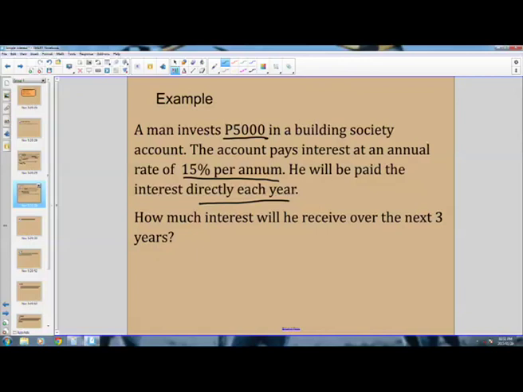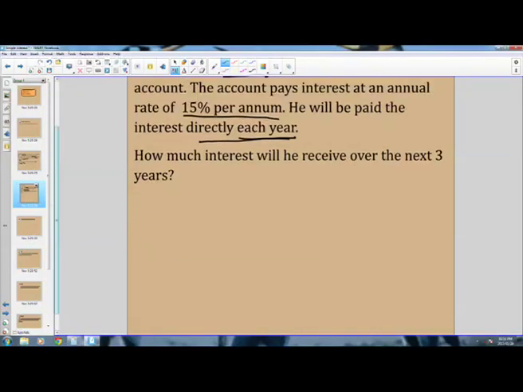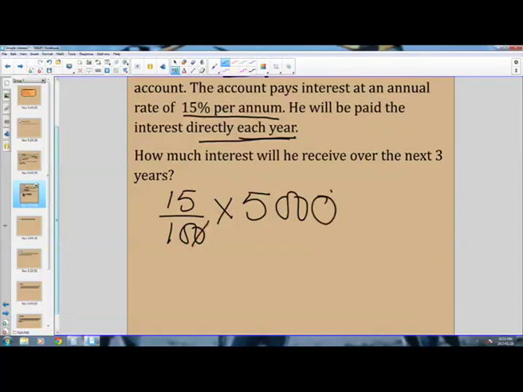So, the leading word here is that the interest will be paid directly to this person each year. So, we are to calculate the interest earned over 3 years. We are to find 15% of 5,000. So, it's 15 over 100 times 5,000. And then this 0 cancels this 0, this 0 cancels this 0, and then it's 15 times 50.